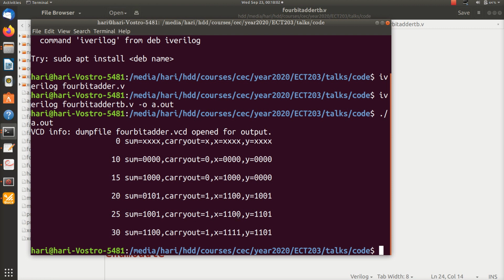Now here I am adding 1100, that is 12, plus 13. Okay, that is 25. 12 plus 13 is 25. So I can see that is 1100, which is 12. Another 0 is 24 plus 1 is 25. 11001 is 25. In the last case it is 15 plus 13. That must be 28. 28 is nothing but 11100. So you can see that the 4-bit full adder is working correctly.